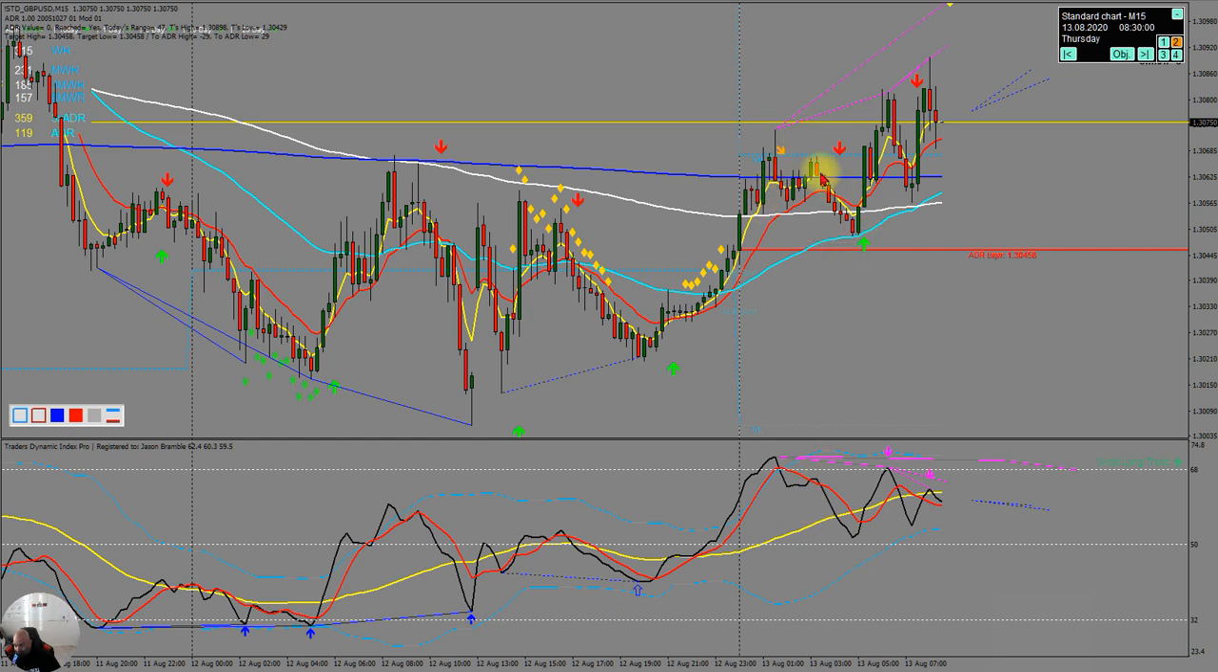And again, I don't trade the Asian session. This is Asia in here. I don't trade in there. So I have to stick to my rules and just be patient and wait.